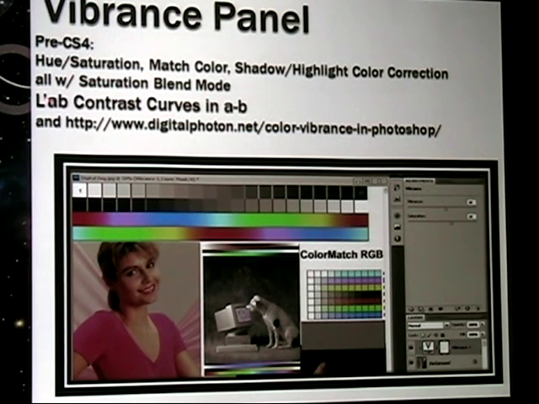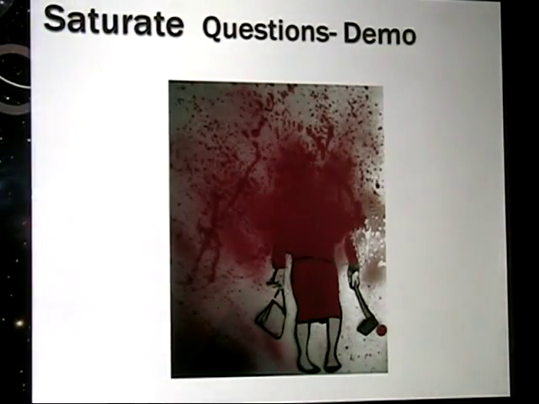Tony Hallis introduced us to a fantastic way of saturating in the Lab mode using contrast curves in the color channels of A and B. And if you come talk to me, I'll tell you about this action here that's for pre-CS4, a way to do Vibrance. But if you've got CS4 or 5, I really like the Vibrance saturation for adding color, and I really like Tony Hallis's Lab idea for saturation.